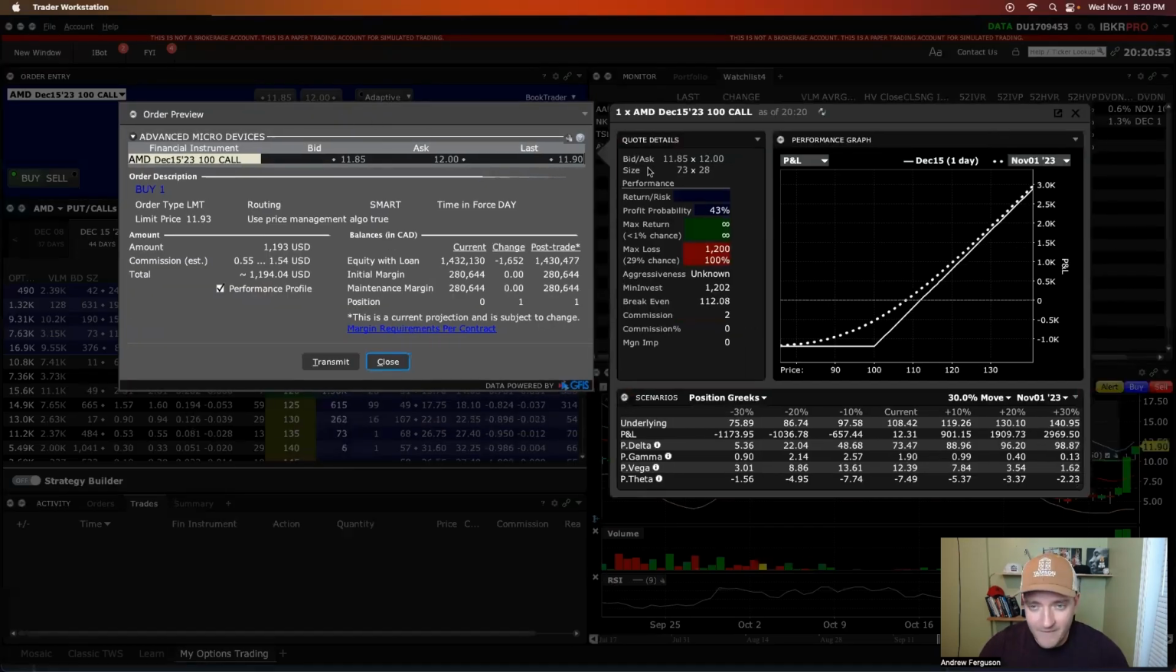We have a profit probability there of just being profitable, not max profit, because if you're buying a call option, as you might know, the profit is infinite. It could go to whatever you want it to go to. The stock could keep going up and up and up. There's no limit. But profit probability is 43%, which is great. That means there's a 57% chance of this trade being a negative or losing trade, which is okay.